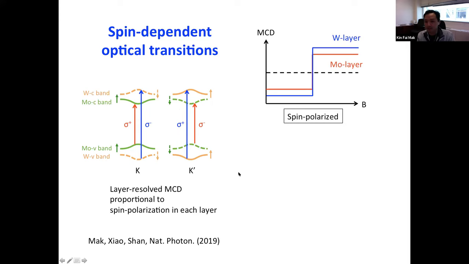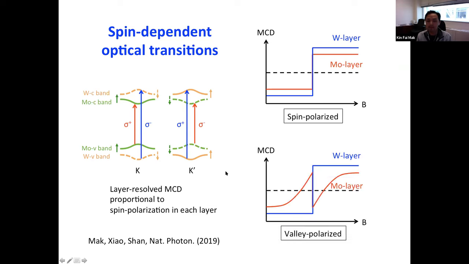So let's talk about what we expect in each of these scenarios. If it's a spin polarized case, what it means is that the spins in each layer are co-aligned, and as a result, the MCD signal, which is proportional to the spin polarization in each layer, will have the same sign, right? And will have the same magnetic field dependence. And this is what we expect. We will have the same spontaneous magnetization in each of the layers, and they just depend on the magnetic field in the same way.